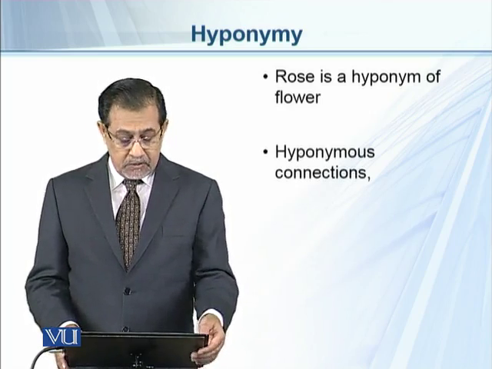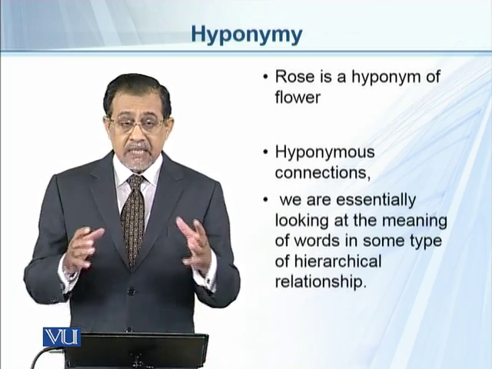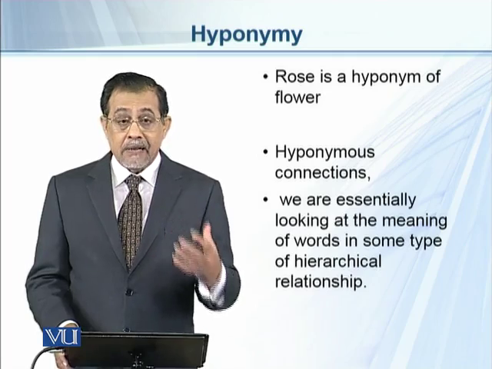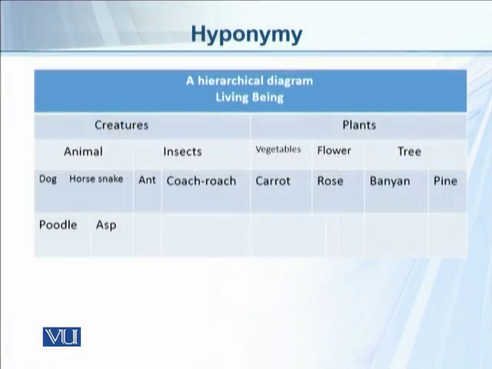Eponymous connections. We are essentially looking at the meaning of words in some type of hierarchical relationship, a hierarchical diagram. So if you look at this, let's take living being. It is the superordinate, with creatures and plants. Let's first take creature. In creature, we have animals and insects. So we can define animals as a kind of creature and insects as a kind of creature.